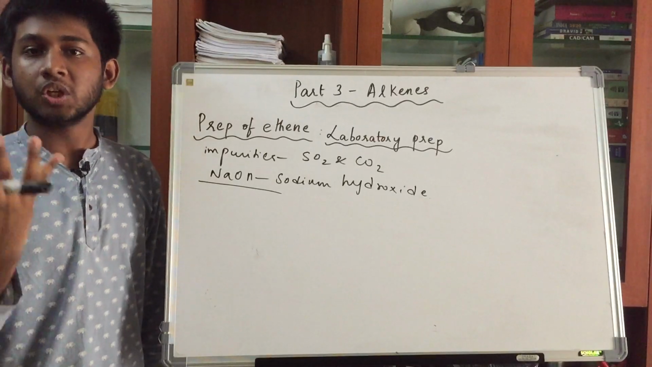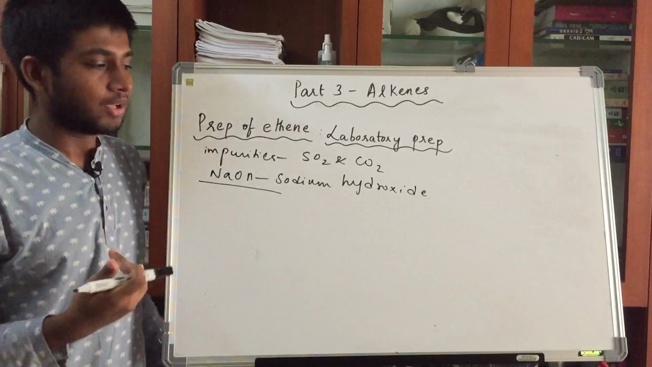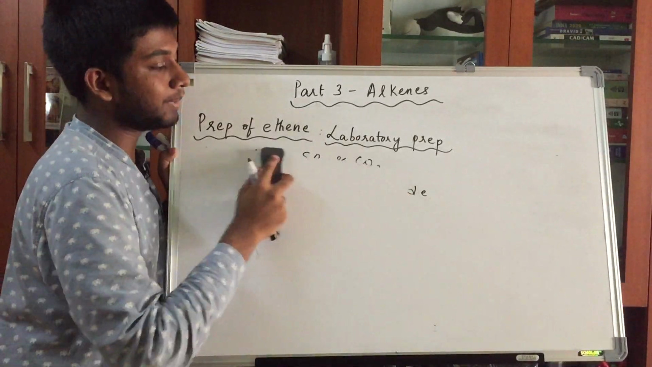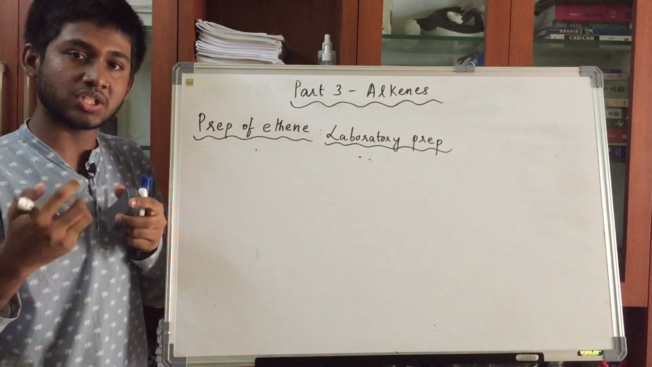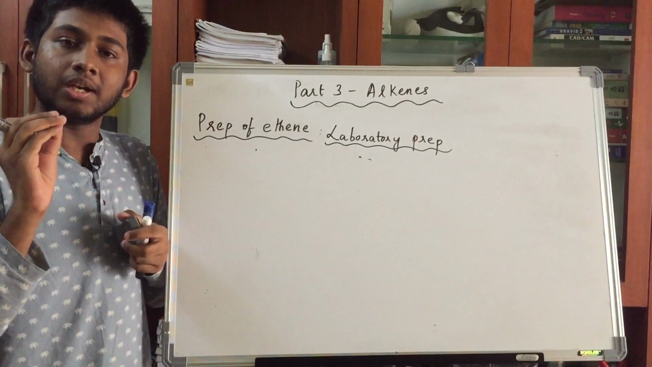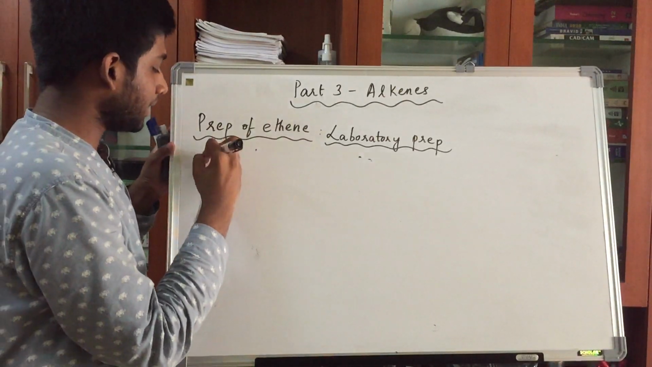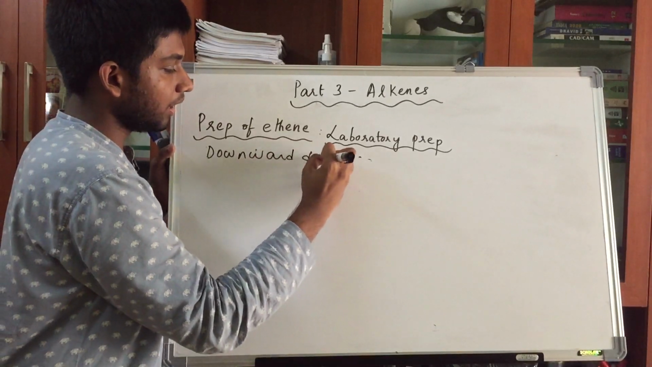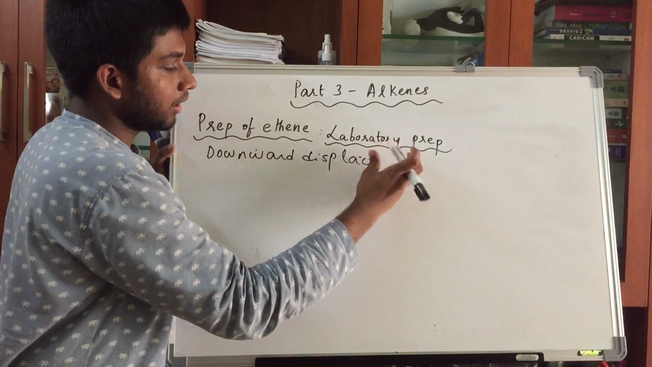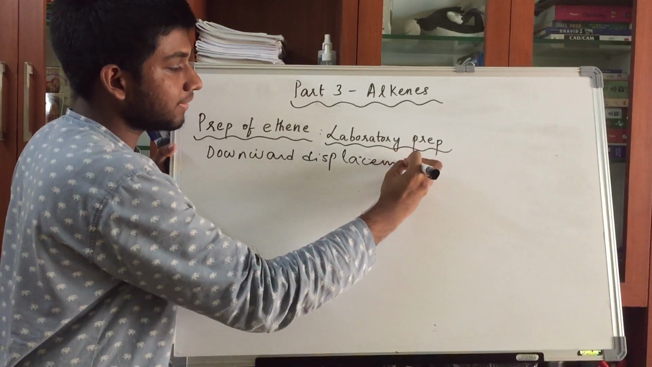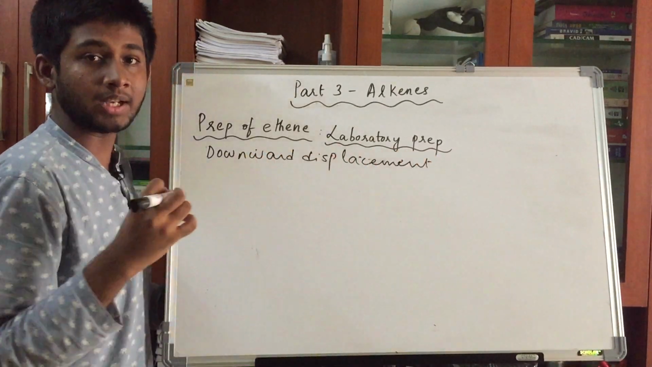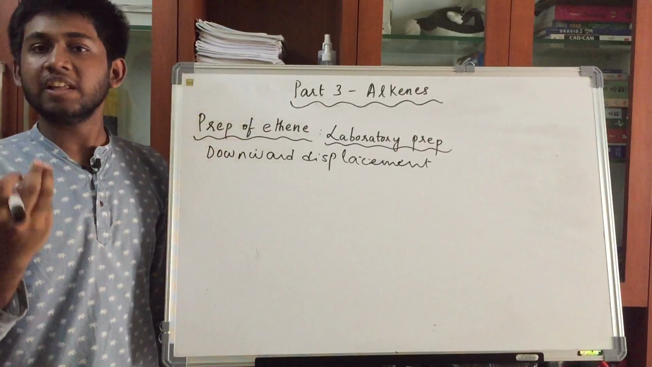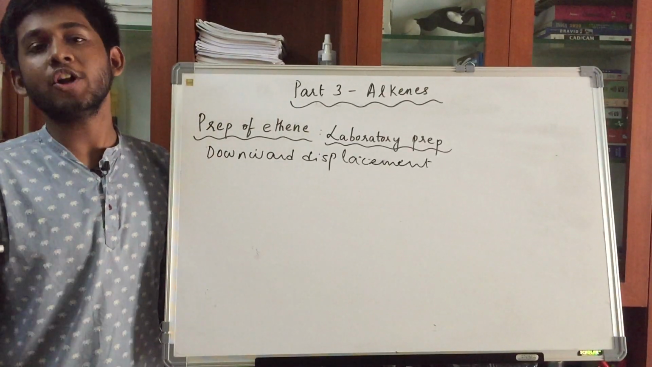So next comes your method of obtaining it. Like how in methane you make use of a method of obtaining the gas known as downward displacement, here also we make use of the same thing, downward displacement. The reason behind using downward displacement is that this gas is inflammable in nature, and it is insoluble in water.